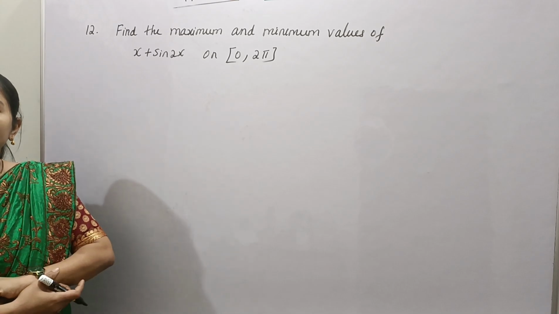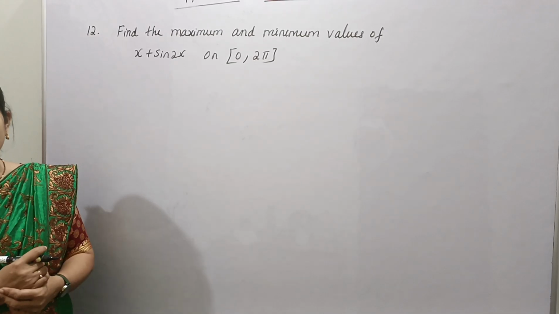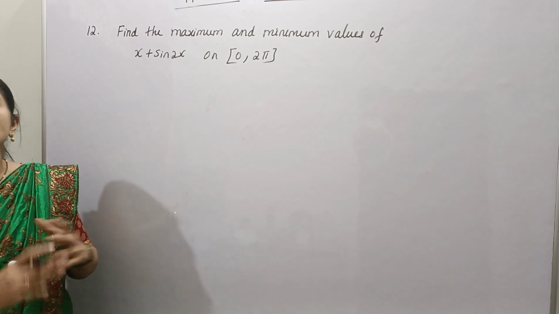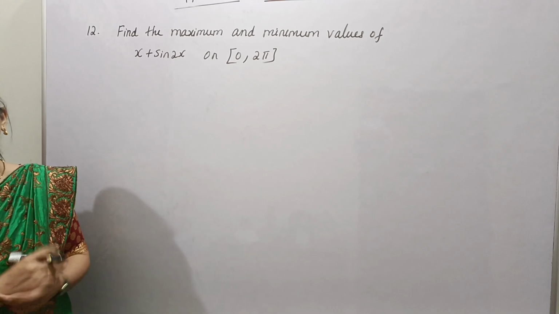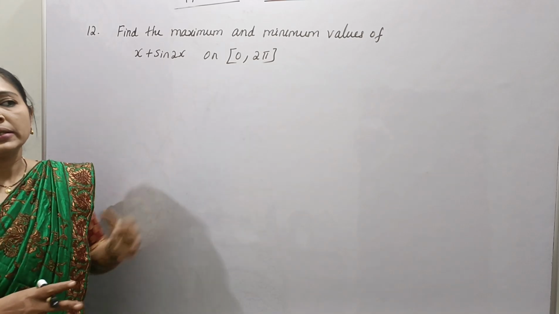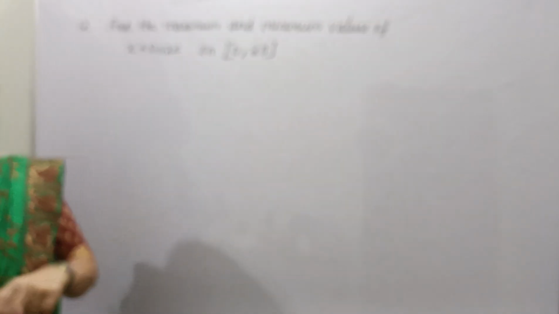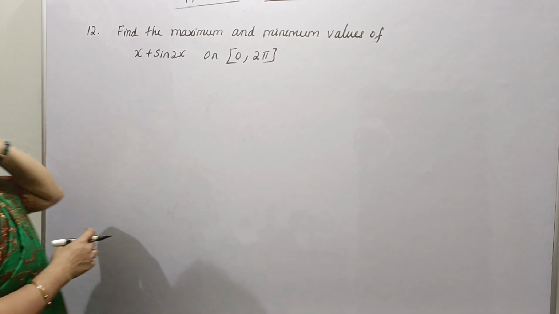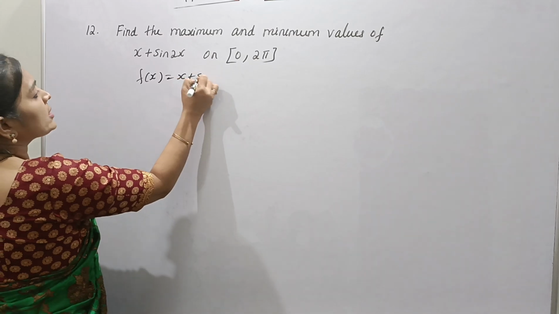But if you are asked to find the local maximum and minimum, you can apply the second derivative test. That means we have to find only the values of the function at the critical points, right? But here, when an interval is given, we have to find the values at the endpoints of the interval. That is, here we will find f of 0, then f of 2 pi. Among these values, what is the maximum value?